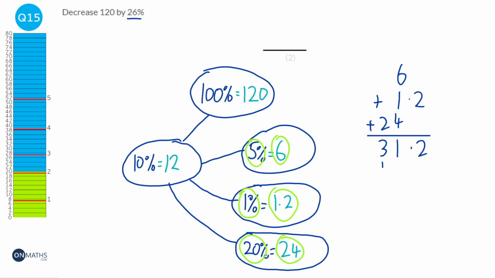Now, it says to decrease it by 26%. So 26% is 31.2, so we need to subtract that. So we're going to do 120, take away 31.2.